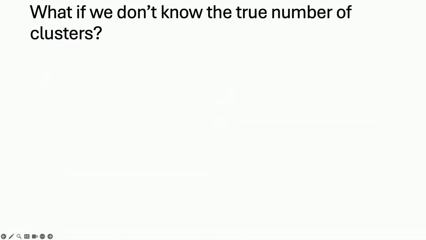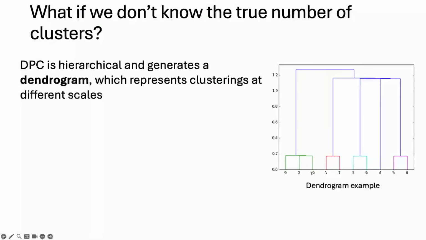However, what if we don't know the true number of clusters? The results so far assume that we knew the exact number of clusters in our data set. If we don't know the true number of clusters, DPC actually has an advantage. It's a hierarchical algorithm, so it outputs a dendrogram, which represents clusterings at different scales.